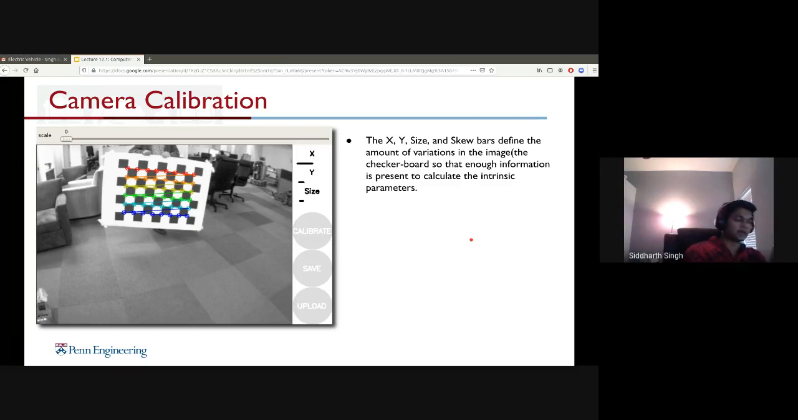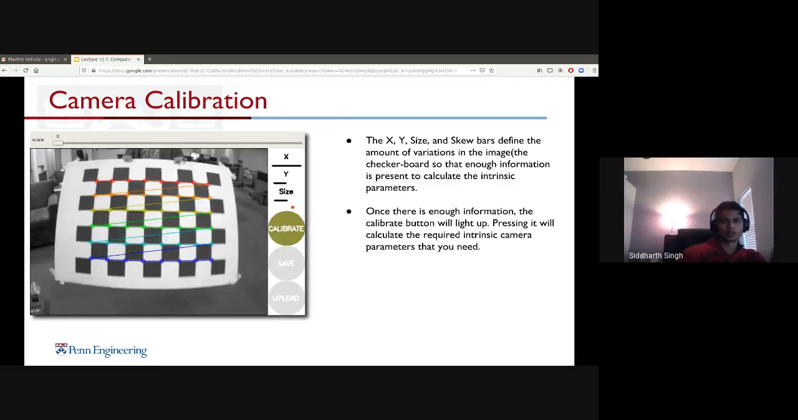So when you use this camera calibration package, you will have to pan the checkerboard left, right, up, down, so that in both the x, y direction and the size of the checkerboard are understood, and using that, it has enough information to calculate the intrinsic parameters, right?